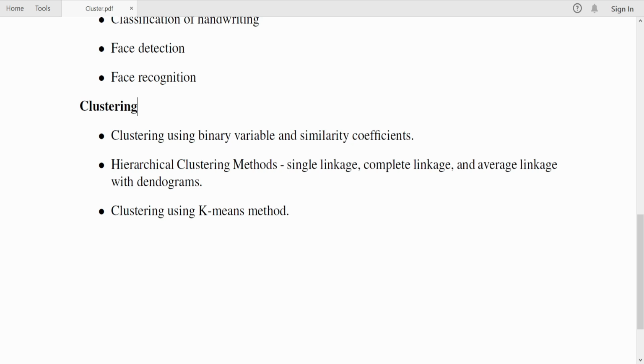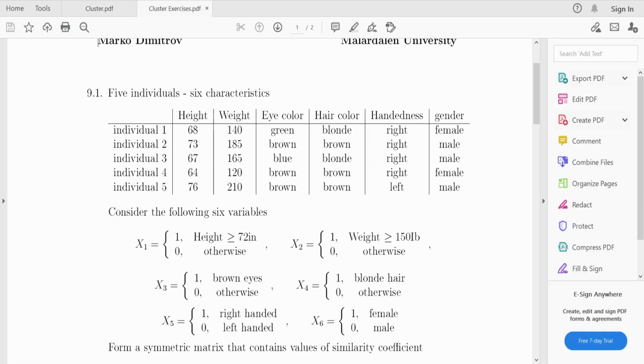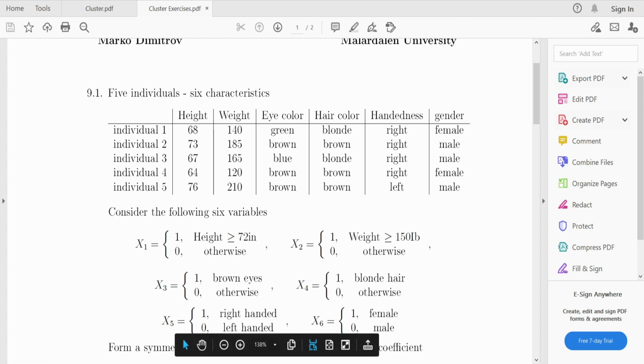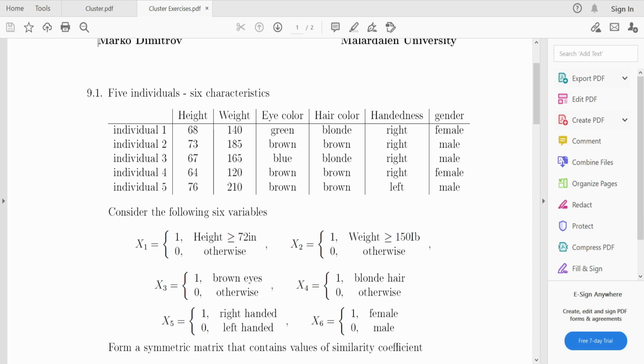Okay, so let's start with clustering using binary variable and similarity coefficients. Let's first open another PDF. Okay, so this one here. So this is an example from the book, example 12.1. Let's first talk about the binary variables and the similarity coefficients. So what actually is a binary variable?